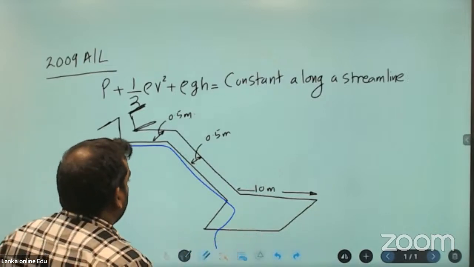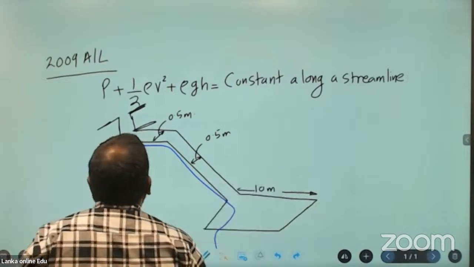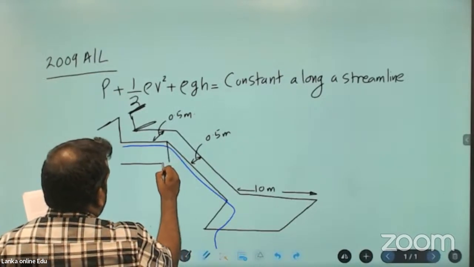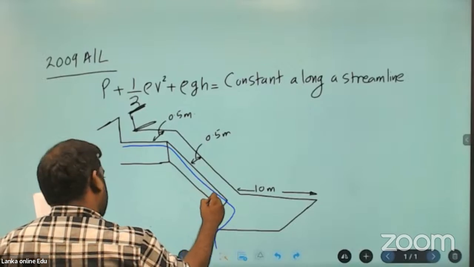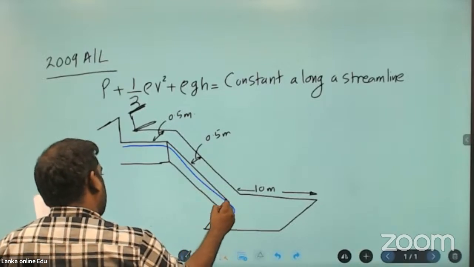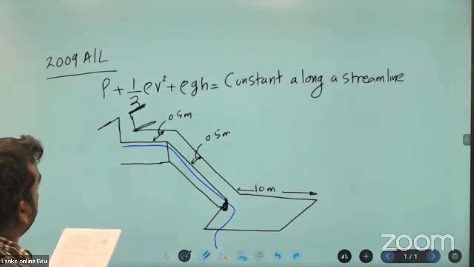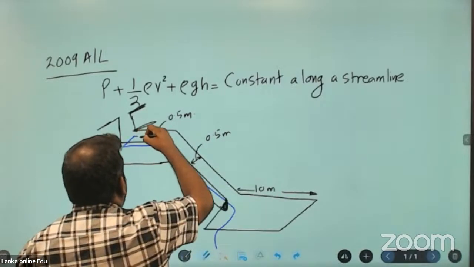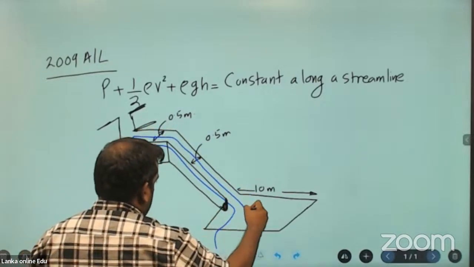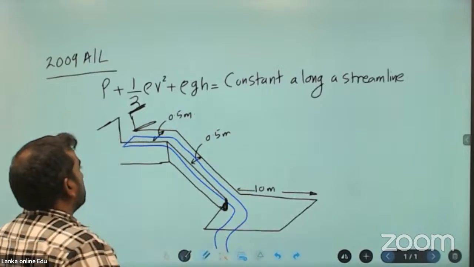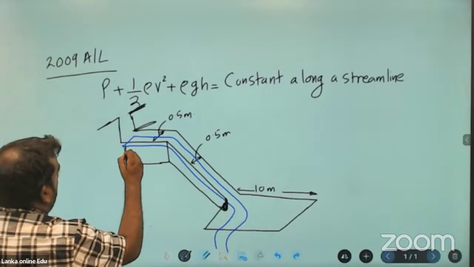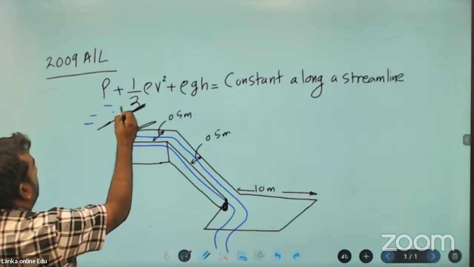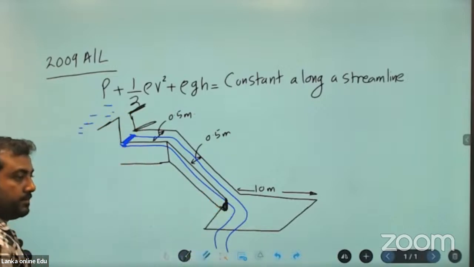Complete the diagram the way they have given here. If I draw the 3D version, water is flowing out and coming outside. Water is coming from the reservoir here and then coming outside.